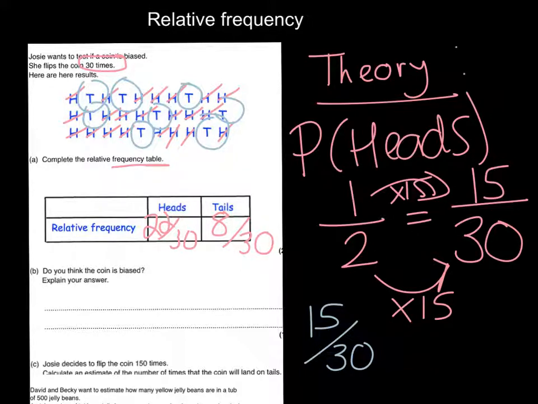So if you wanted to explain your answer, you could say that you think that the coin is biased because it should land on a heads 15 times out of 30, but instead it lands on 22 out of 30, so it lands on it more than you'd expect. Although some people would argue it's only been done 30 times, so you could do with repeating the experiment more to be sure.